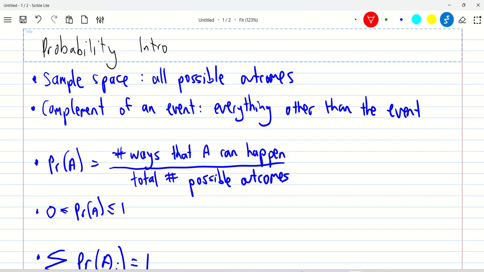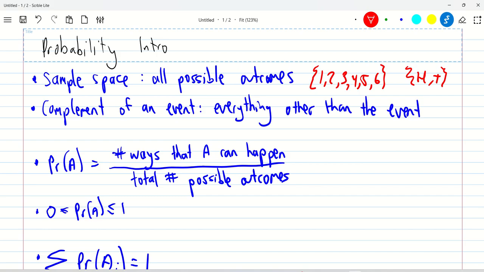What the sample space means is basically a list of all the possible outcomes. As an example, if you roll a dice, then we have the set of 1, 2, 3, 4, 5, 6. That's just a standard dice. So that would be the sample space for rolling a dice. If you flipped a coin, it would be heads and tails. So it's just basically a list of all the possible outcomes. So that's sample space.